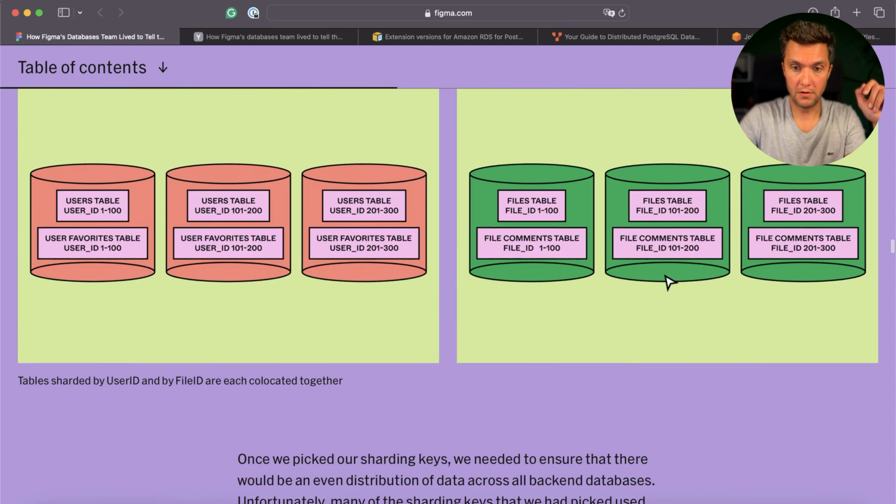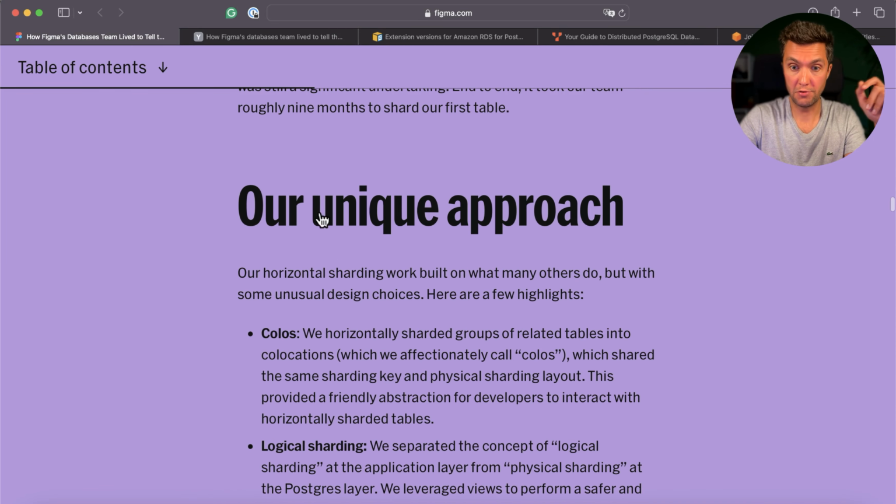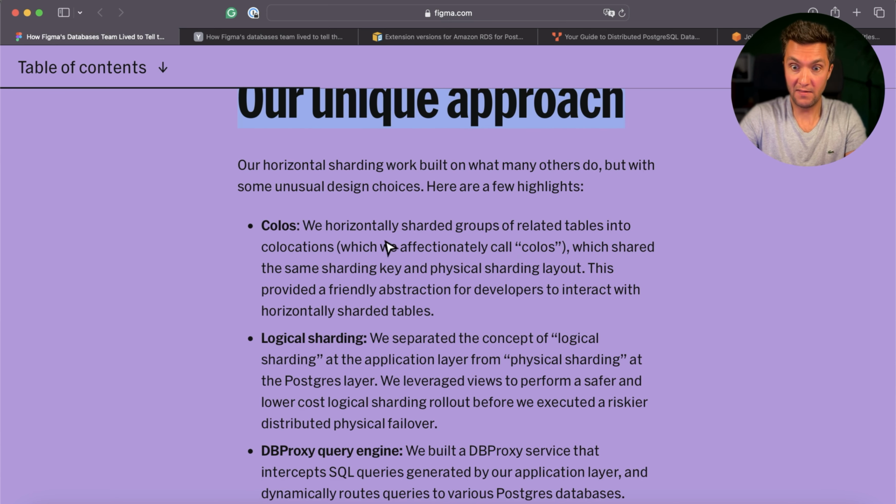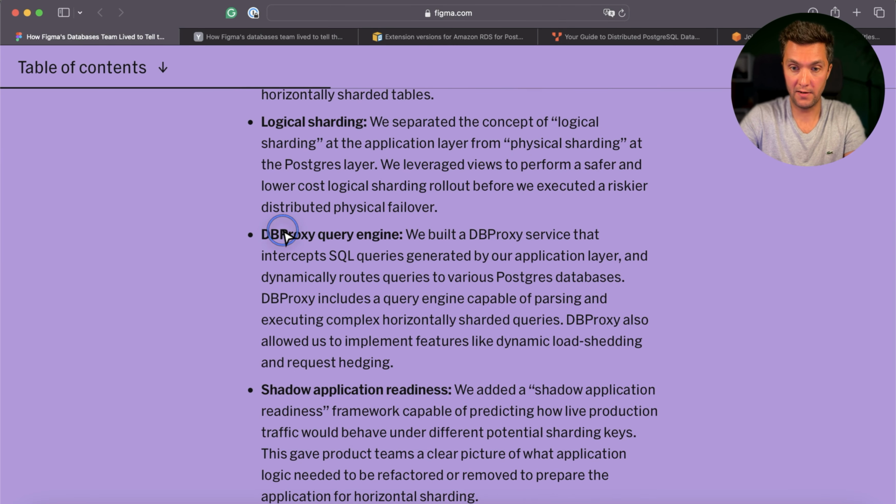Let's scroll to the top, and here is the unique approach. Speaking about this unique approach, honestly, it doesn't look unique to me, because this is exactly what I personally did 15 years ago. 15 years ago, I worked on a project where we had to shard Postgres across multiple database servers. And we also did this manually. We also used the concept of collocation. We stored data together, and we also had a component that is similar to the DB proxy. But that was 15 years ago.